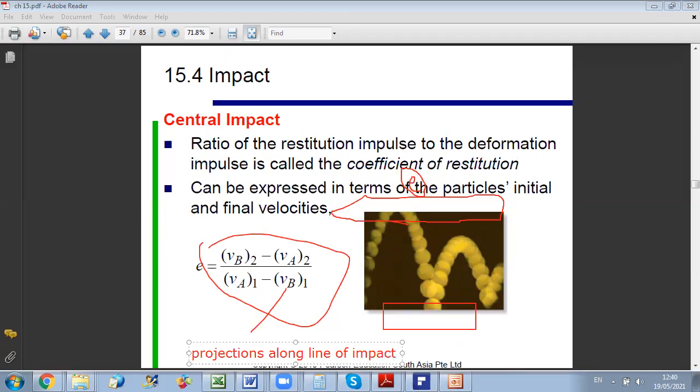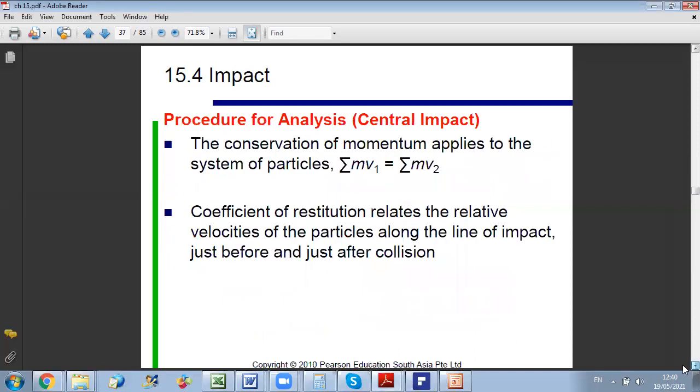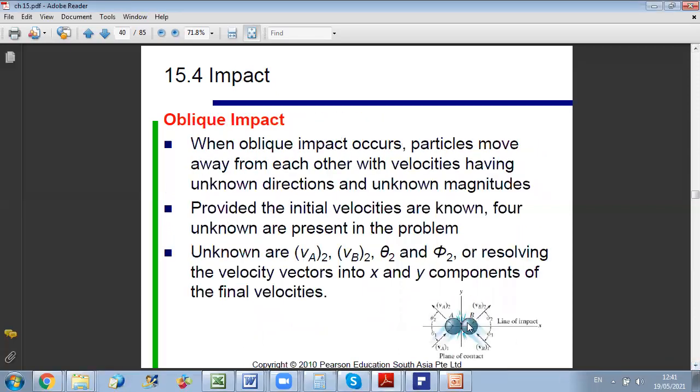Now, in case you have central impact, you don't have any problem because the velocities are already along the line of impact, so no need to do any projection. While in case you have oblique impact, then you should do the projection. Let us see how, for example. If I take an oblique impact, this is an example of oblique impact. As you can see here, the line joining the centers of the two balls is this one. This is called the line of impact. And you have that the initial velocities are not directed along this line. So you can see that we have VA1 and here VB1.